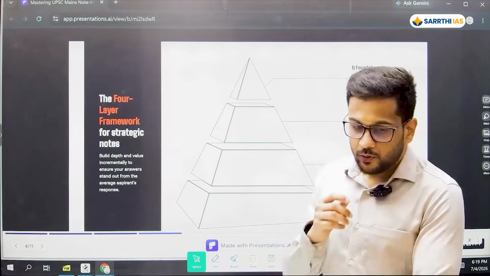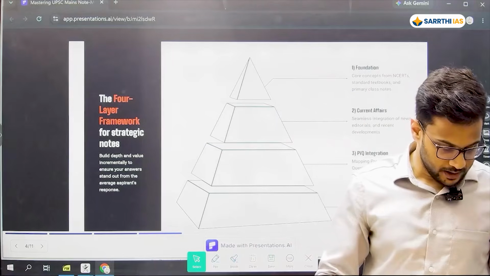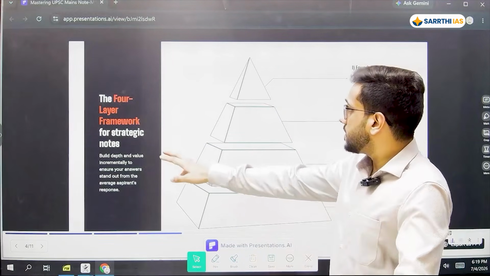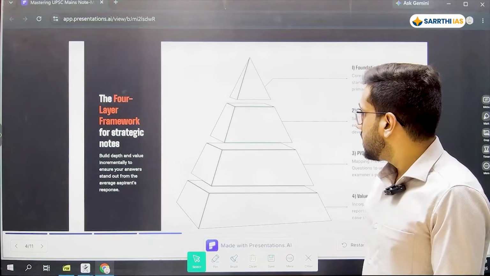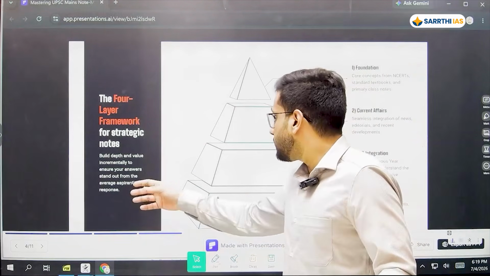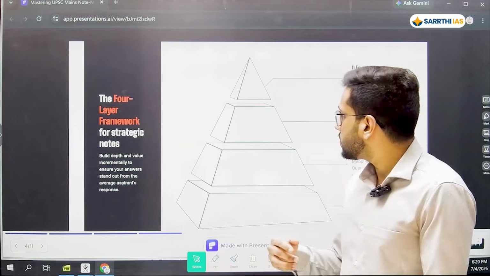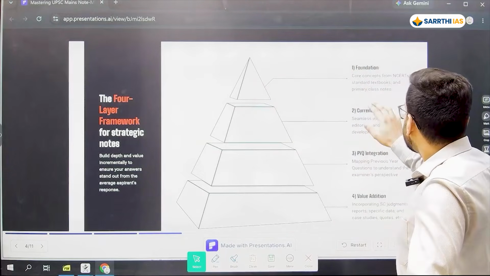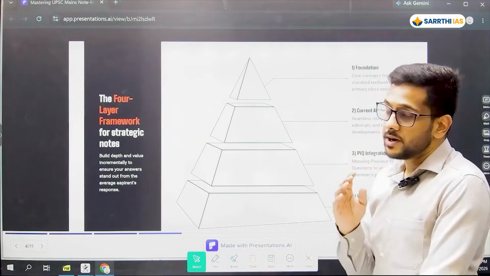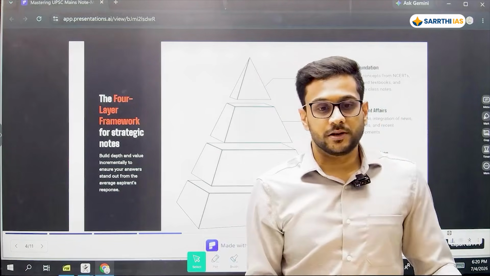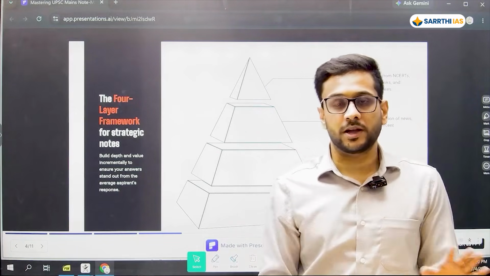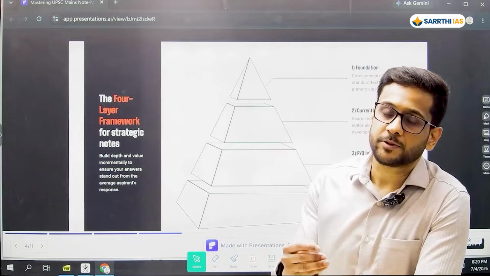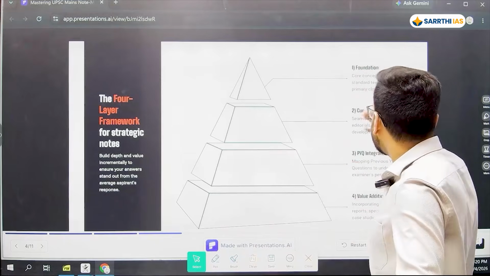Okay. Now we will go into how you have to prepare your notes for different topics. I have prepared a 4-layer framework for strategic notes, where you have to build depth and value incrementally to ensure your answers stand out from other average aspirants' responses. So first, you have to build the foundation. For the foundation, you cannot start noting down concepts. You have to read things properly.